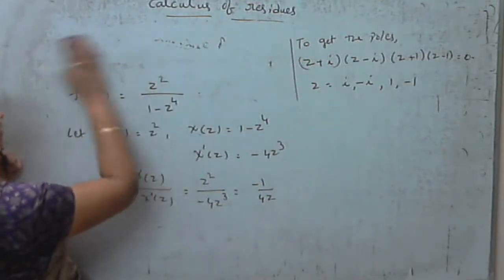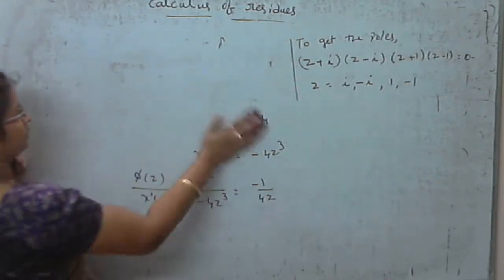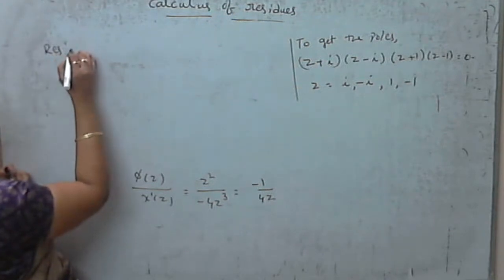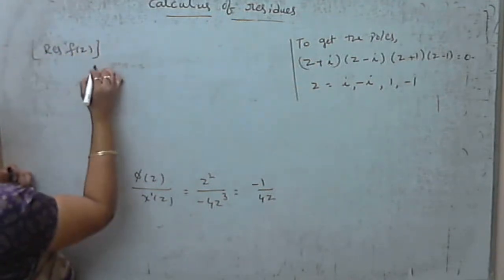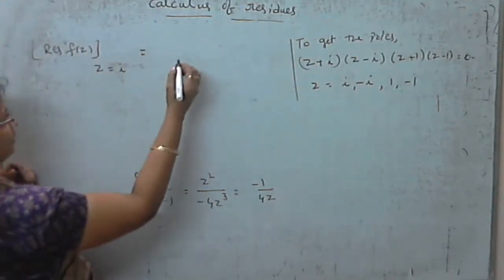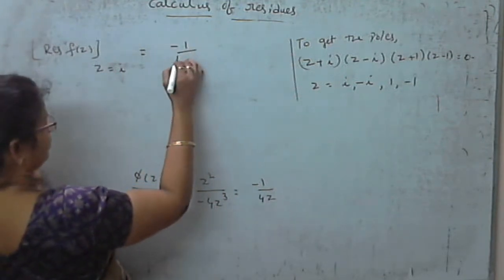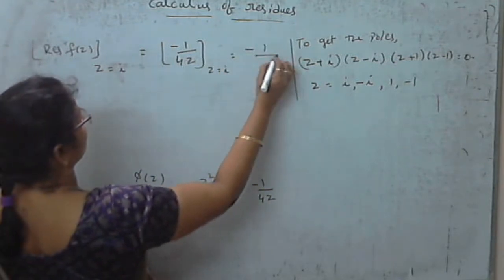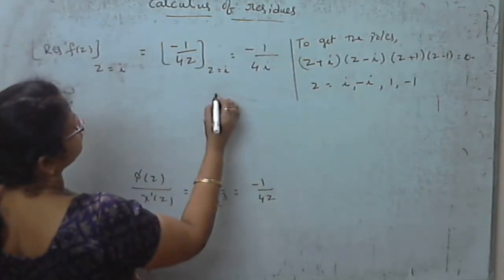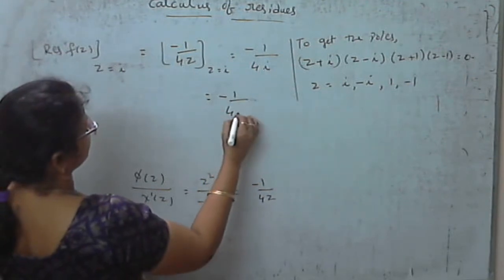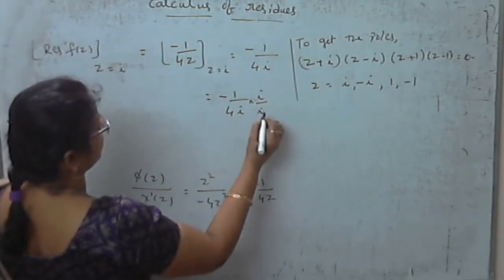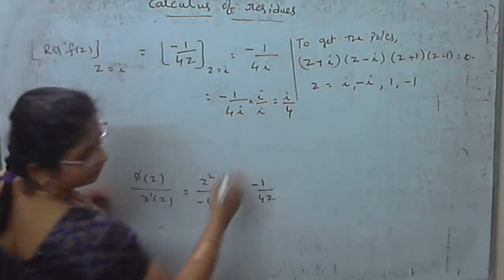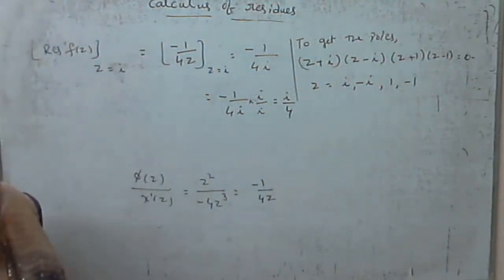Now let us take each pole to get the residue. So residue of f of z at z equal to i equals minus 1 by 4z at z equal to i, minus 1 by 4i. By rationalizing, minus 1 by 4i into i by i. So minus i by minus 4, that is i by 4.